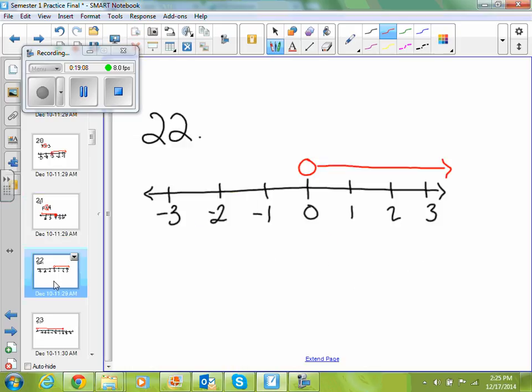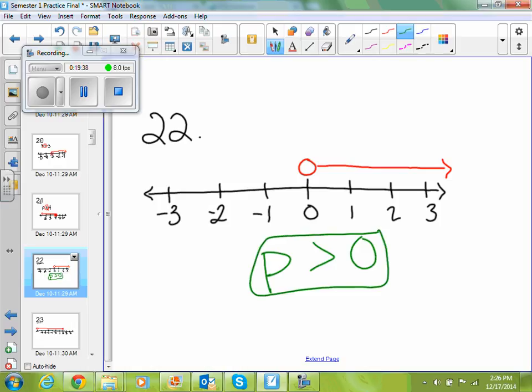Okay, I look at 22. I am writing an inequality shown by the graph. Your variable always has to go on the left. So what letter do we want to use for our variable? P. Okay, then we have our number that we're graphing. We are obviously graphing the number 0. Last thing I look at is my inequality. It's greater than. Do I include the line underneath? No. Why not? Because it's not a closed circle. Very good. So P is greater than 0. Remember, your variable always goes on the left, so you always start with your variable.